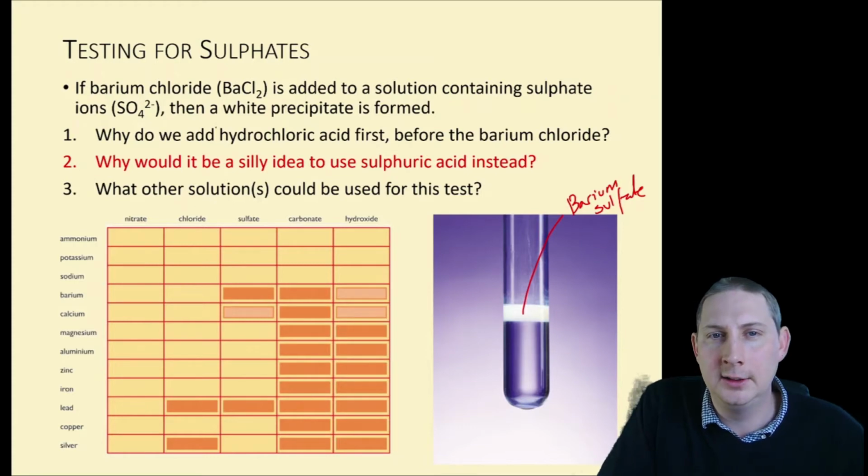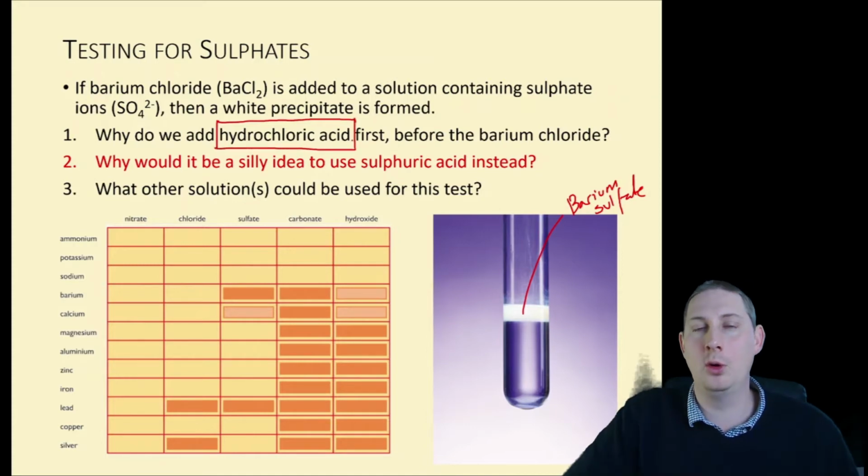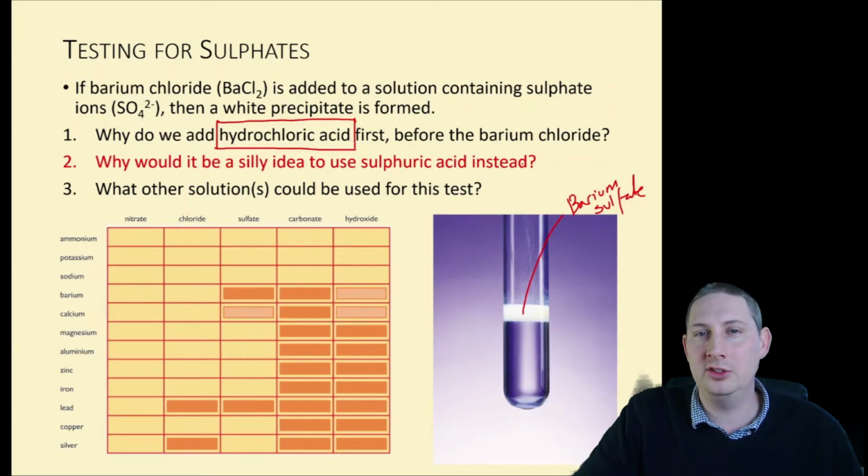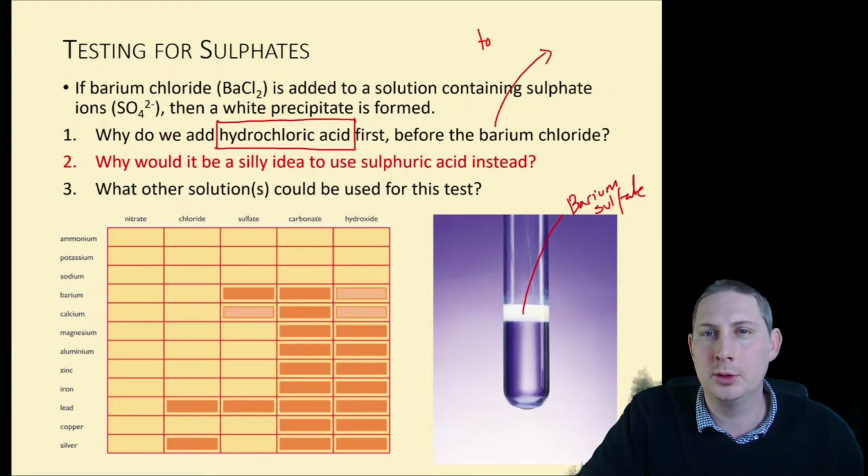Why? Why do you think we add hydrochloric acid before the barium chloride? Well, just as we saw on the last slide, this is to remove impurities, or to stop false positives.